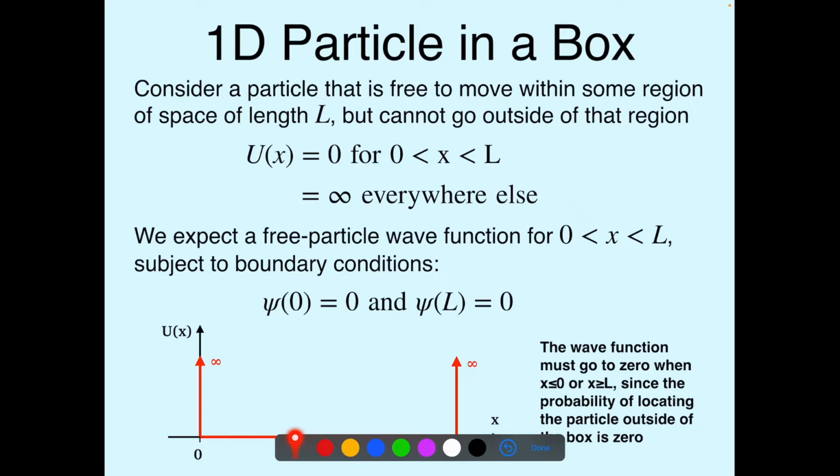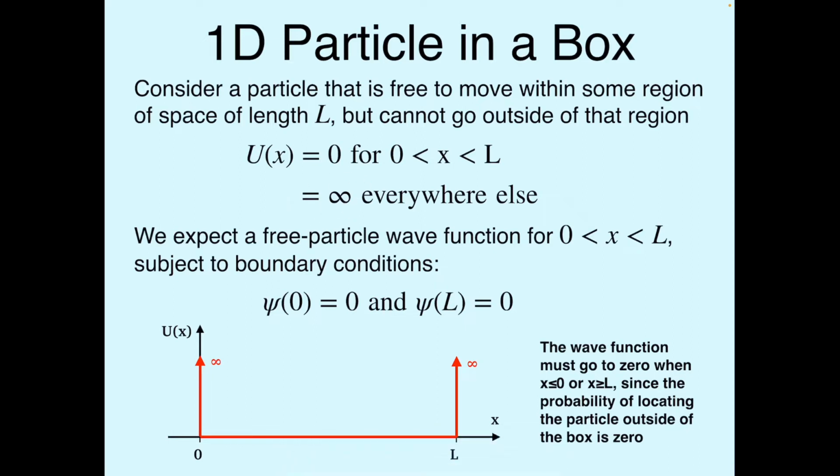So we can set the potential energy for this particle in the following way. We can say U of x is equal to 0 in between x equals 0 and x equals L. So that's the region where the particle is free to move around in. But if we want to say that it's impossible for the particle to go outside of that region, we're going to set the potential energy to infinity everywhere else.